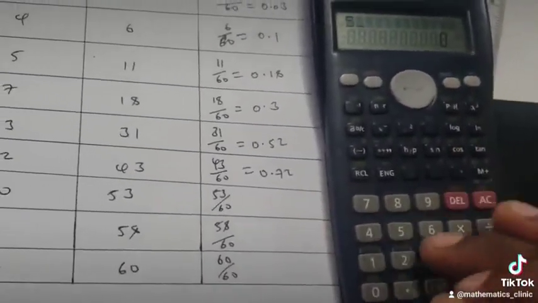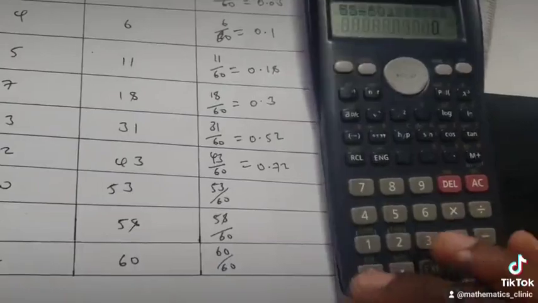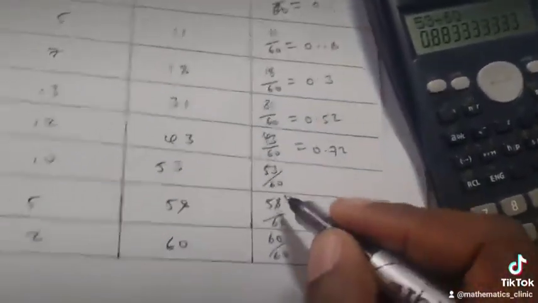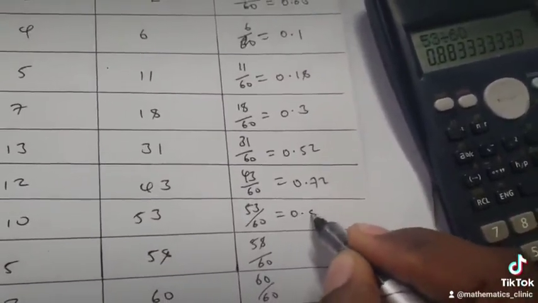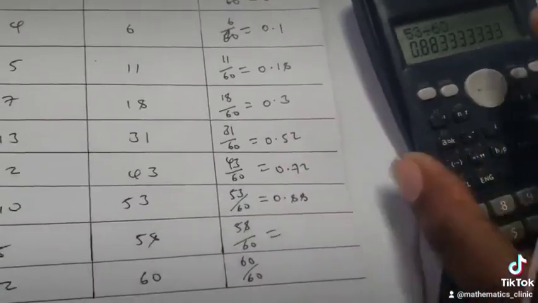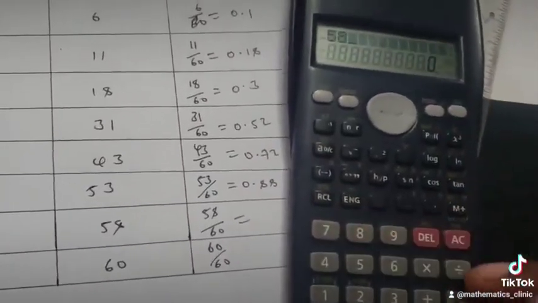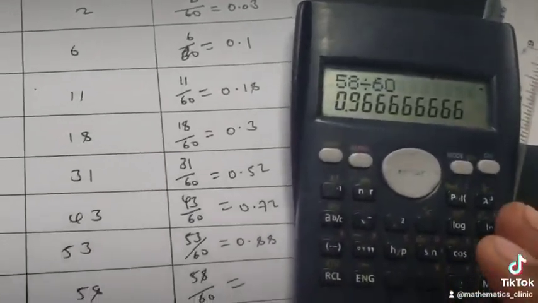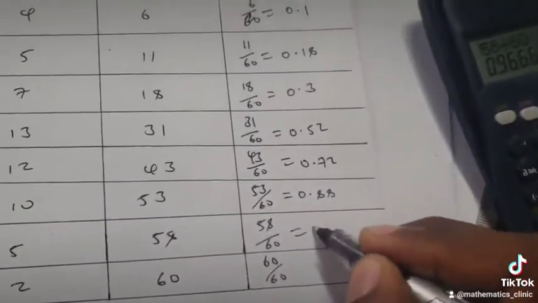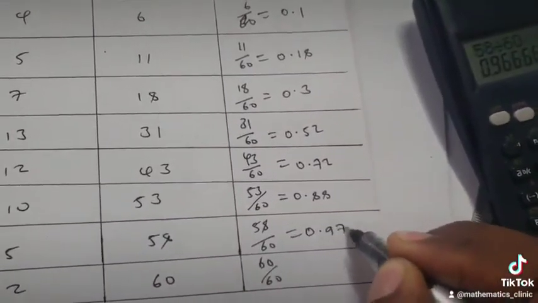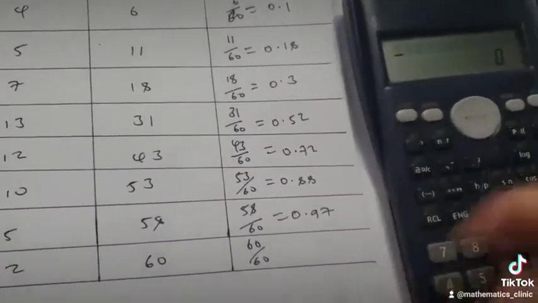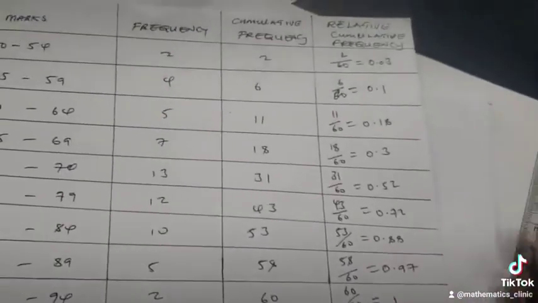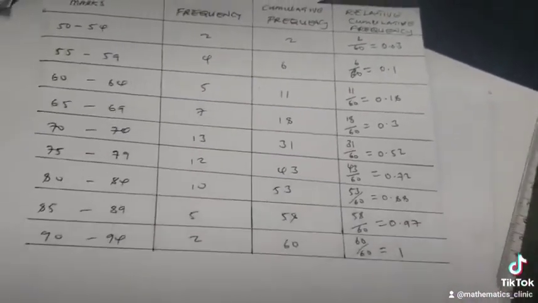Then we have 53 divided by 60, so that we just get the decimal directly, 0.88. Then 58 out of 60, 58 divided by 60, what are we getting? It's 0.97. Then 60 out of 60 is 1. This is our relative cumulative frequency table, and that's how you go.